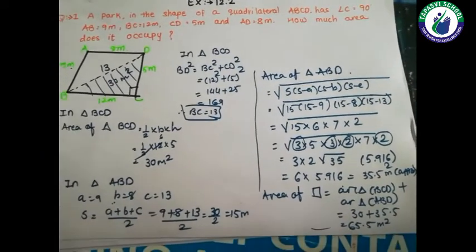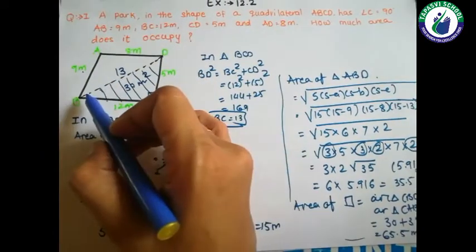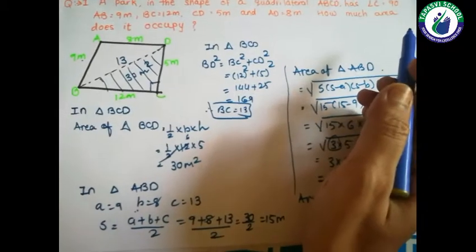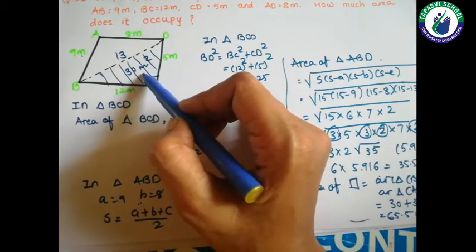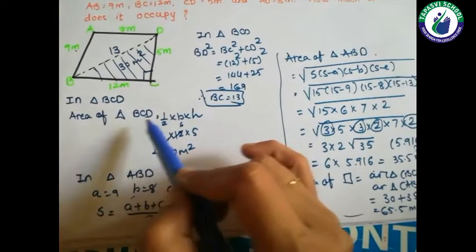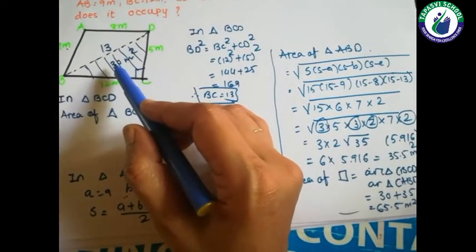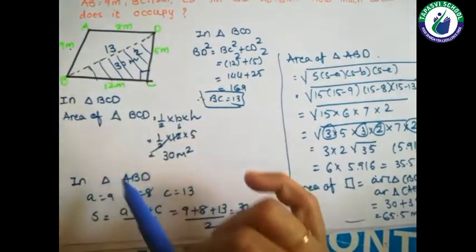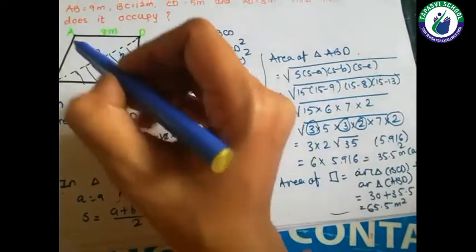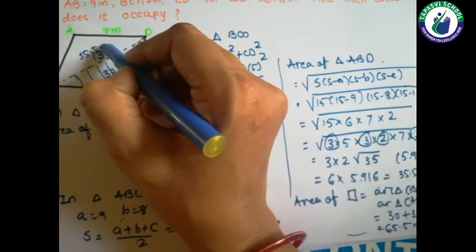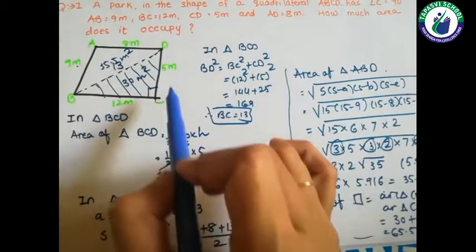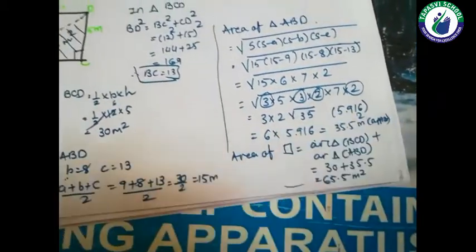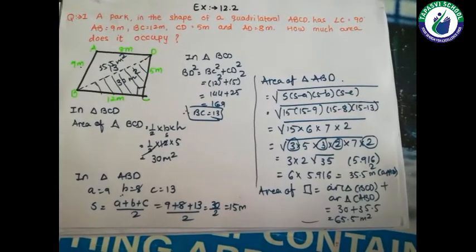So in this way, students, what we have done, first of all by using Pythagoras we found out the length of the diagonal, which is a common side for both the triangles. After that, as this is given a right angle triangle, we applied here 1/2 base into height, and we found the area of this portion. After that, for this triangle we applied Heron's formula and found out the area of this, that is 35.5 meters square. Now in the last I want to find out the area of the whole quadrilateral, so I will add both the triangles and finally I will get the area of the quadrilateral.